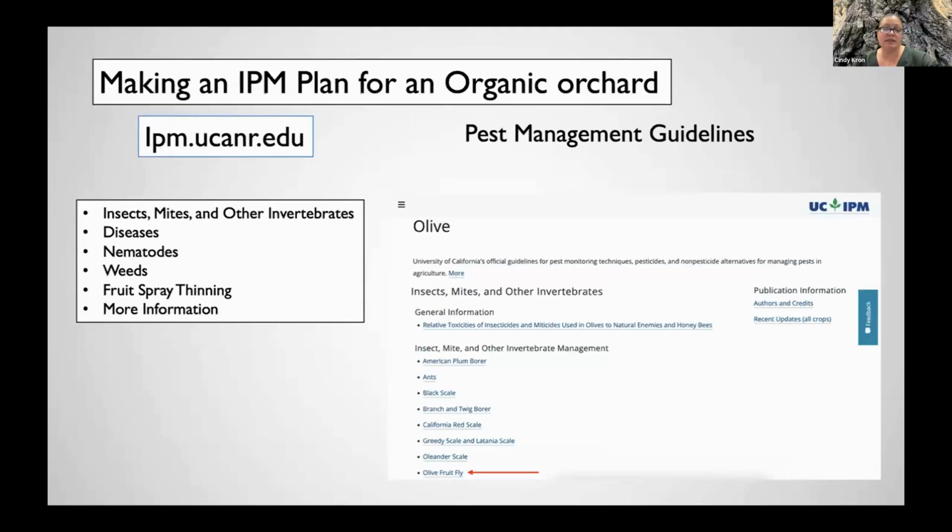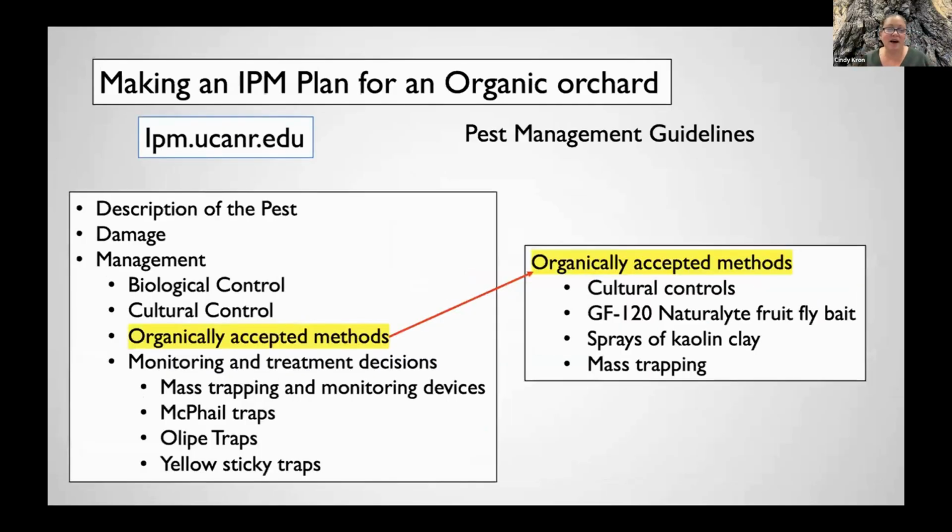So diseases, nematodes, weeds, fruit spade thinning, more information. When I click on olive fruit fly, though, this is what comes up on that page. So I took that information and put it into a slide so that it was all consolidated and we can look at it. So there's these different sections. You have the description of your pest, the damage that it causes, and then management. You have your biological control, cultural controls, organically accepted methods.